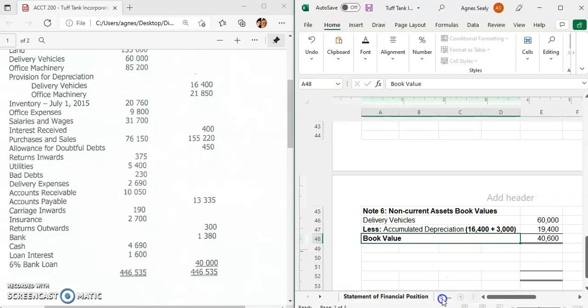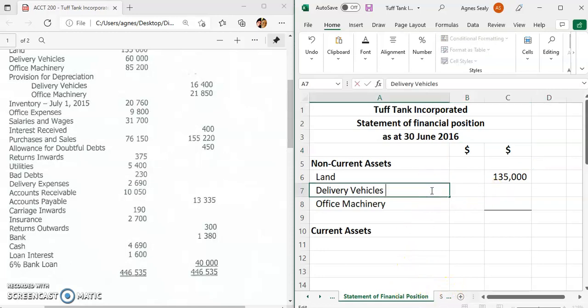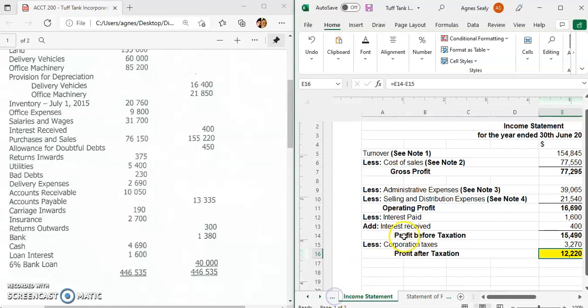So we go to the statement of financial position. That's note 6, I think it is. And here we would say see note 6, and we'll put our $40,600. So the person will go to the notes to find how we worked out this $40,600 here.